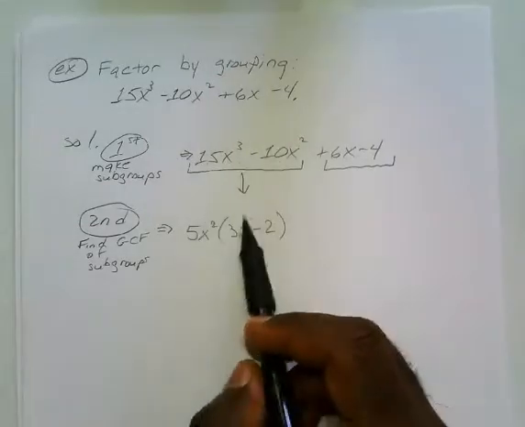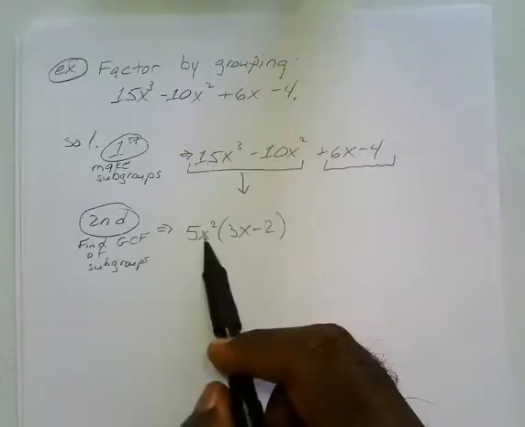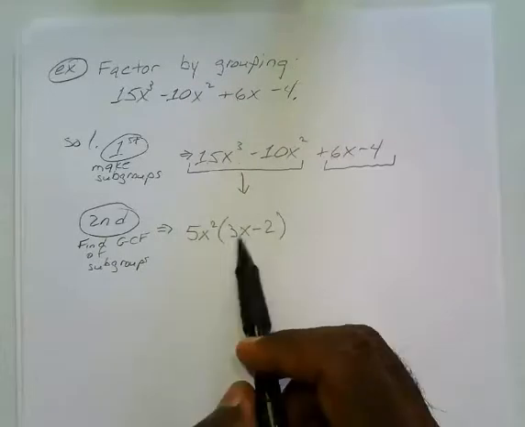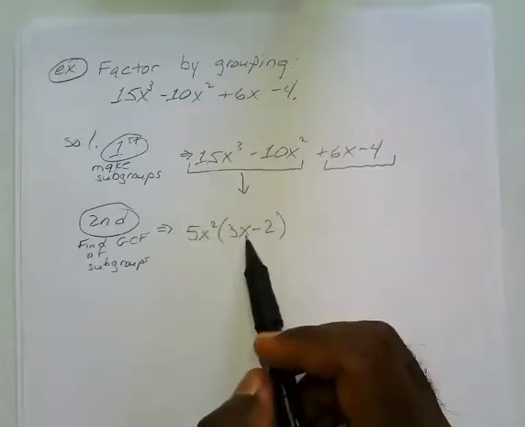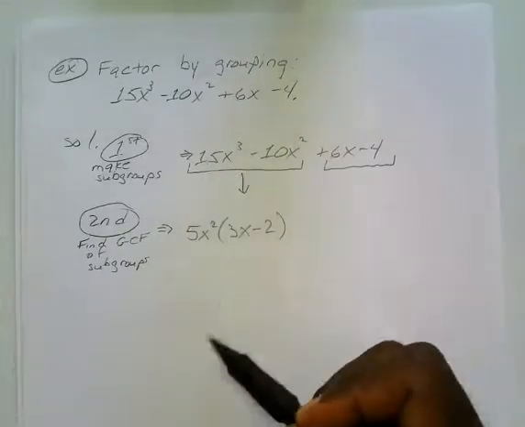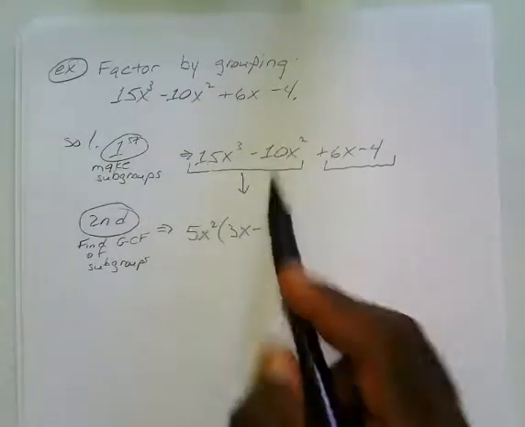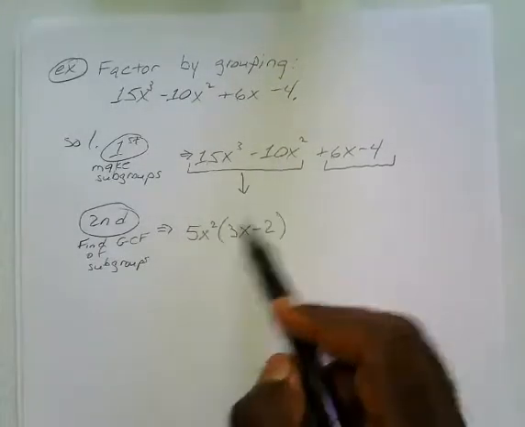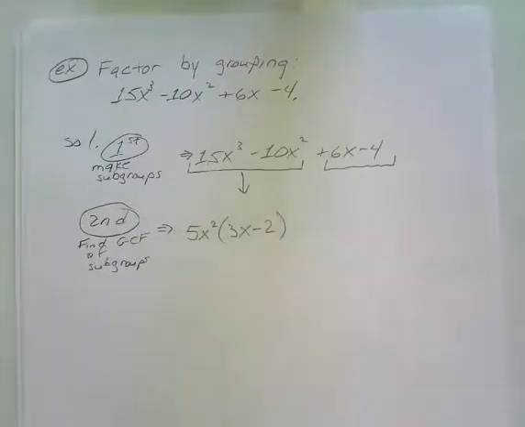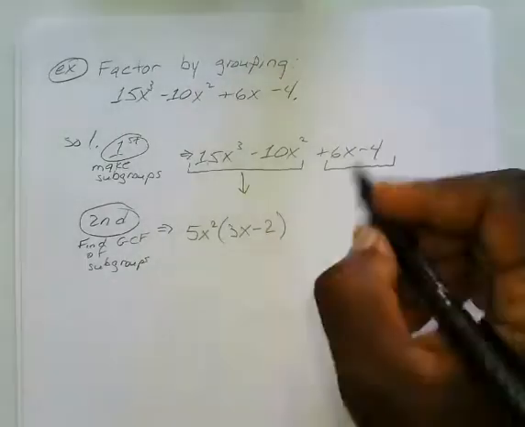You can double check by distributing. So 5x squared times 3x, 5 times 3 is 15. X squared times x is x to the third. So you're good there. Minus 5 times 2 will give you 10. And x squared times 1 will give you x squared. So we're good there. Now we do the same thing here.